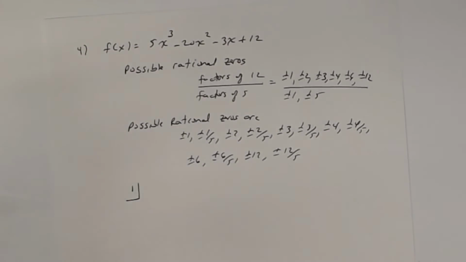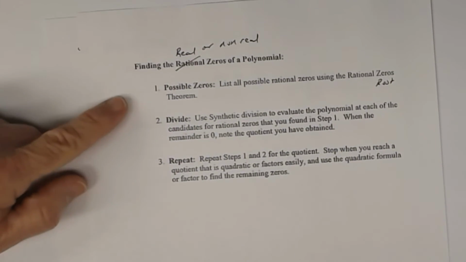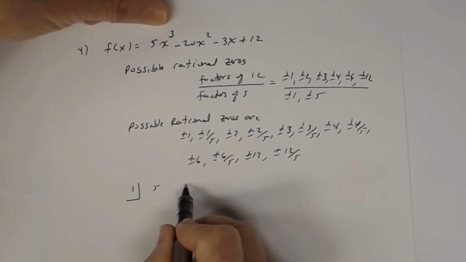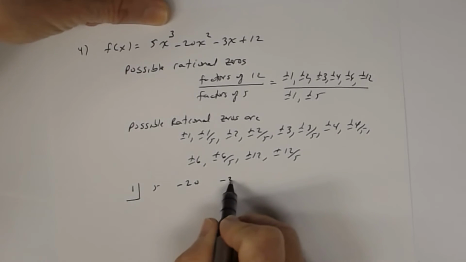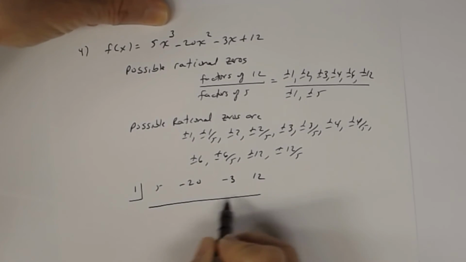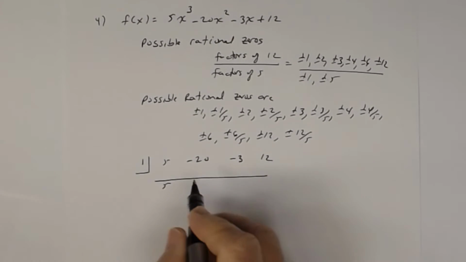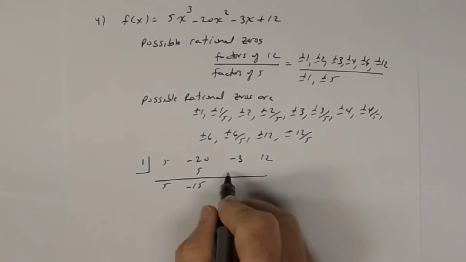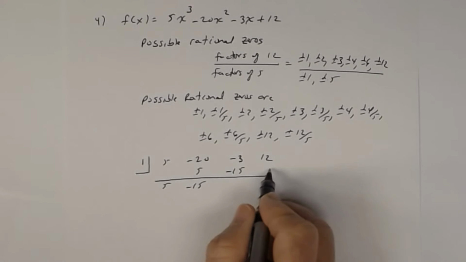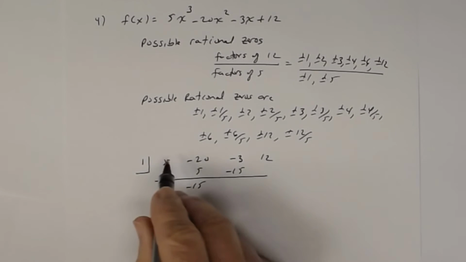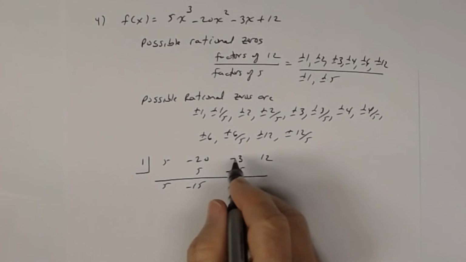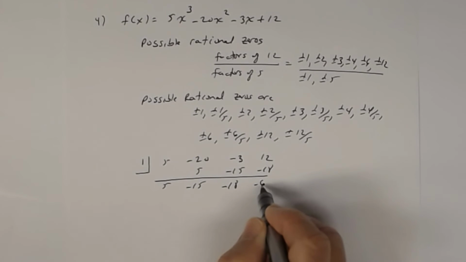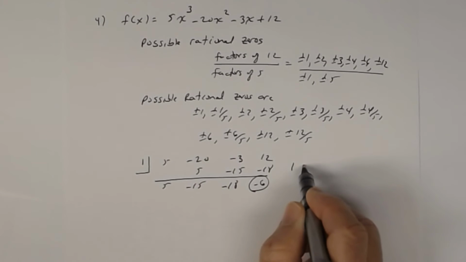So synthetic division, remember we're using these steps right here. There are no missing terms, so we're going to say 5, negative 20, negative 3, 12. All right, bring down the 5. 1 times 5 is 5. Negative 20 plus 5 is negative 15. 1 times negative 15 is negative 15. And obviously you see you're not going to get a negative 12. You can see that now, so you can stop and go on to the next one. But if you continued, you have negative 18, which gives us negative 6. So 1 is not a 0.